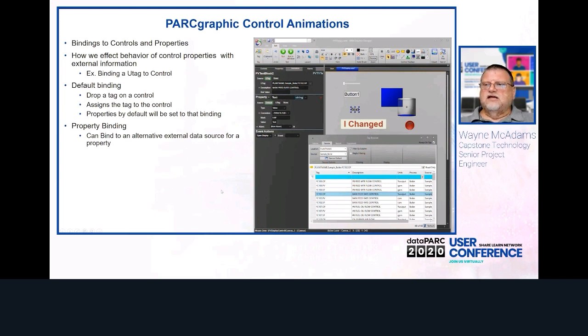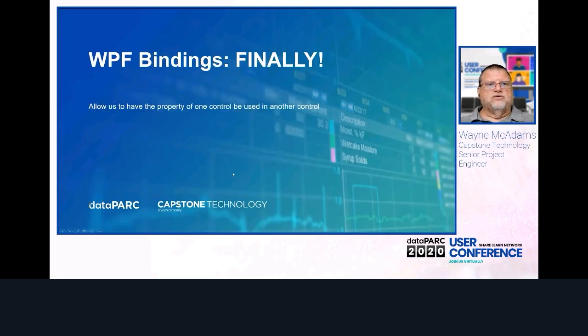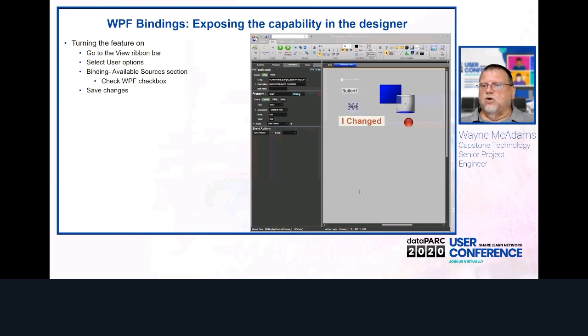So that's the quick and dirty run through of the structure of graphics and how they're built and the standard way you use them. Finally, we're going to talk a little bit about WPF bindings. WPF bindings allow us to bind the property of one control to be used as external data in another control, like a U tag. So let's take a look at how that's going to work.